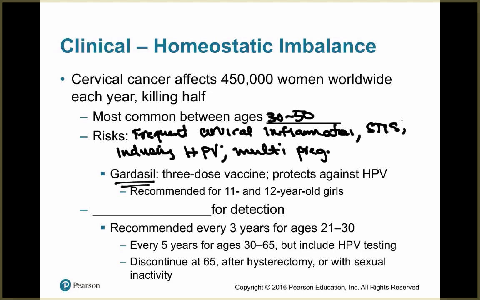Now, there are vaccines provided. 3-dose vaccines can help protect against HPV, and they're recommended for about 11 to 12-year-old girls. Now, how you can detect this, and this is the reason why it's so important to go and get them, are pap smears.